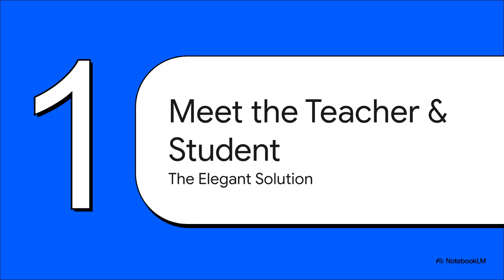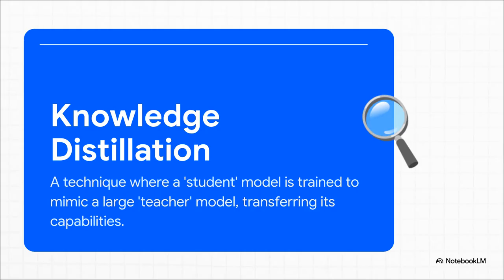All right, section 1, let's meet the teacher and the student. This is really the elegant solution to that billion parameter problem. So the whole solution is this really cool concept called knowledge distillation, and it all boils down to a super simple, intuitive metaphor, the teacher and the student. So what is it? Put simply, knowledge distillation is a technique where we take a compact student model and we train it to mimic a much larger teacher model. The whole idea is to transfer its capabilities into a smaller, way more efficient footprint.